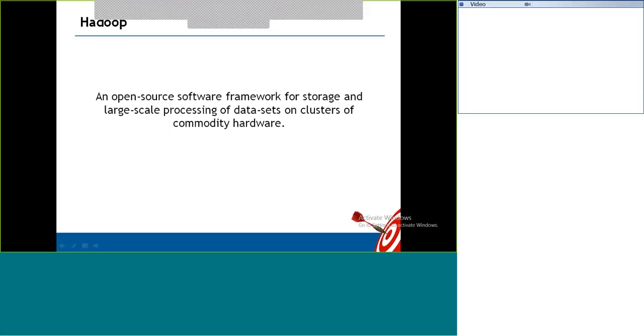That's what Hadoop is. It is an open source software framework which is mainly used for storing and processing data in a big way, using a cluster of machines, a cluster of commodity hardware.